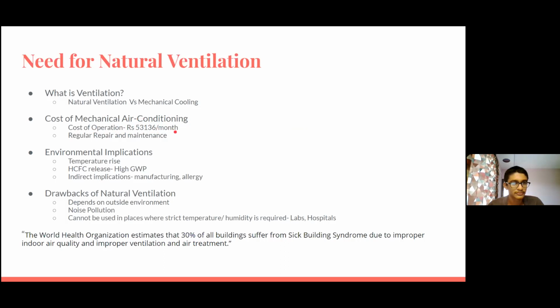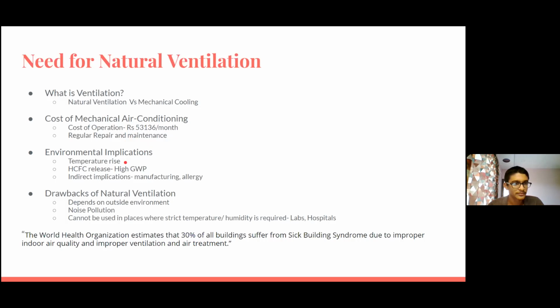Apart from that, we have regular repair and maintenance. You know that these are mechanical instruments. They are prone to failing. They are prone to regular maintenance and repairing, and that also incurs certain costs. Some of the more subtle implications of mechanical air cooling is that it causes temperature rise.